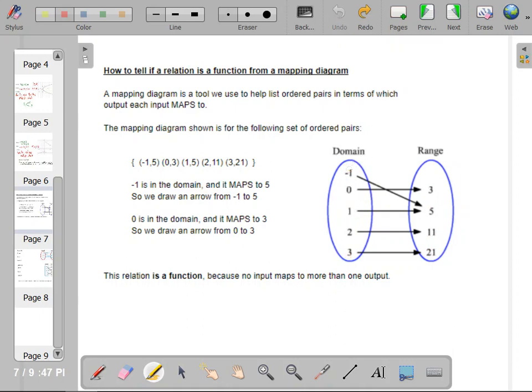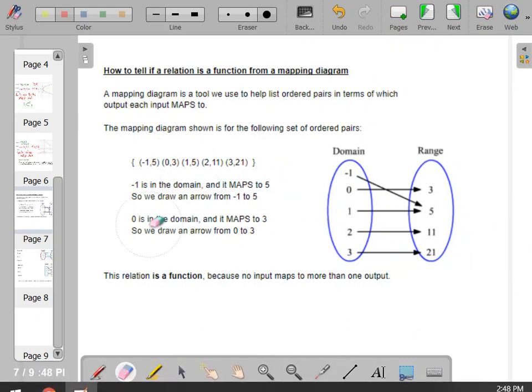If I say the domain is -1, 0, 1, 2, 3, then my x's should be -1, 0, 1, 2, 3. So you put the domain in the x's, and then you do the same thing with the y's: 3, 5, 11, 21. Even though there are two 3's, I only put one in here, then 5, 11 and 21. You don't list repeats. So you have the domain in one and the range in the other.